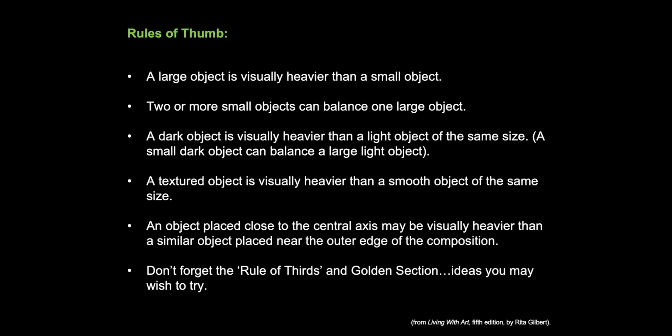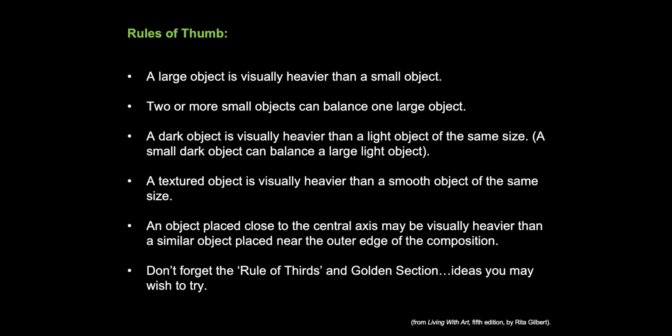A large object is visually heavier than a small object. Numerous objects can balance one. Dark objects tend to be heavier than light ones. Textured objects, or any objects that are highly detailed or that seem to have been given a lot of TLC by the artist, a lot of tender loving care. An object that's placed close to the central axis may seem visually heavier because of its importance being close to the center.